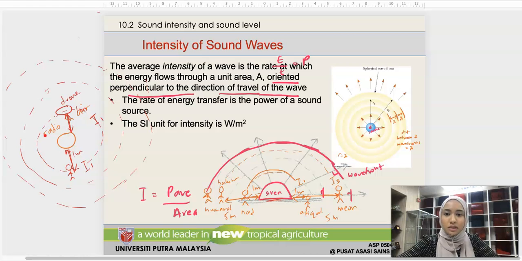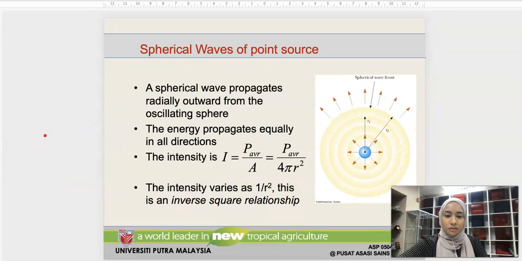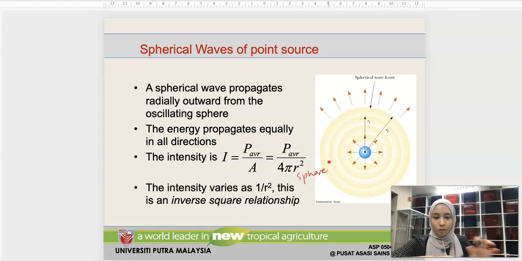Okay, so what's the equation for that? So that is I equals P average over area, and we should know what P is. It's energy over time, and your area is the surface area for a sphere. This is the equation for a sphere. Okay, please drill that in your head. So let's say kita tengok balik equation tadi. Ingat P over area, sphere.